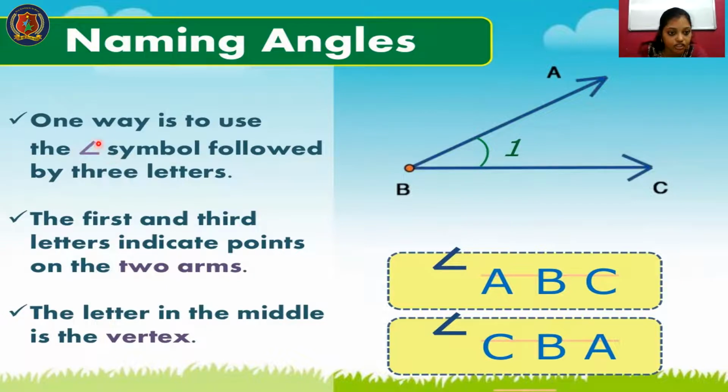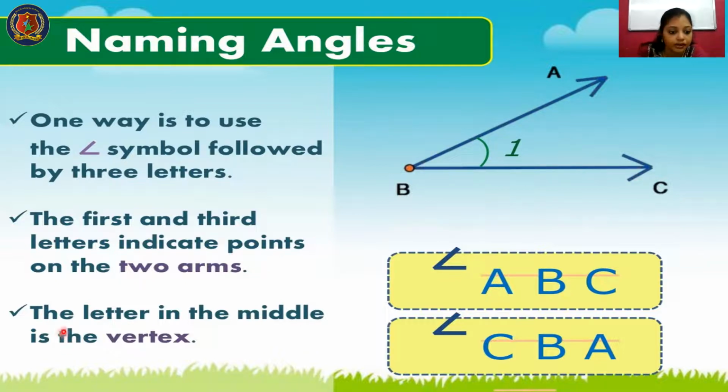This is the angle symbol, children. It looks like L or less than, we can say. Not exactly less than and not exactly L. Okay, please see this. It's like L and less than, but not exactly that. So by using that symbol, we can write these letters, and that is called naming the angle, children. The first and third letters indicate the points of the two arms. So the first letter and the third letter indicate the points, so that is arms.